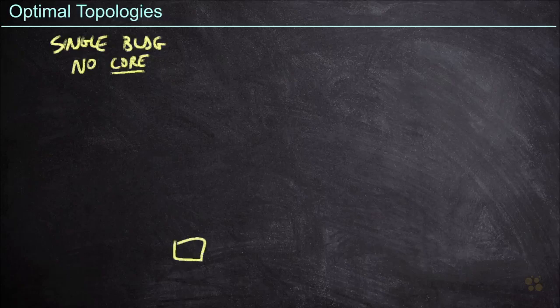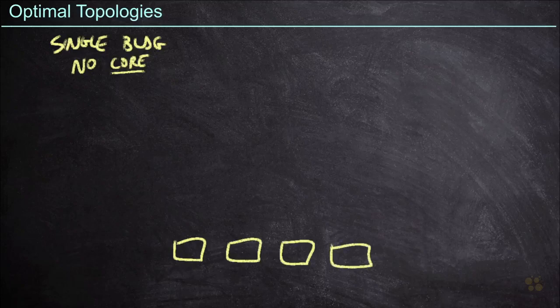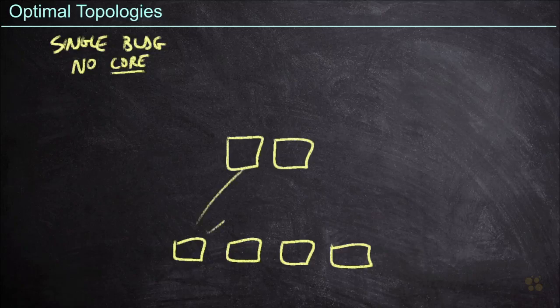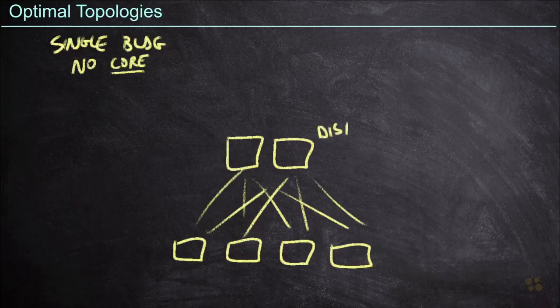So let's look at a scenario where we have a bunch of access layer switches. It doesn't really matter how many of those that we have. And then we have a pair of switches up here that are going to aggregate all of these connections together. When we do this, what we're really doing is taking the distribution layer and collapsing the core services into it, since we don't actually have a true core layer. So this is a collapsed core and distribution layer.